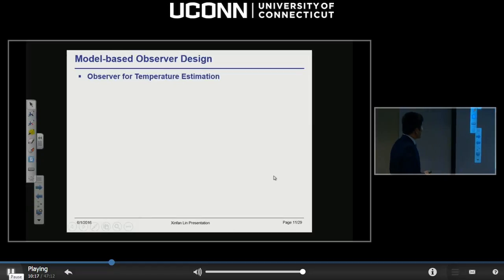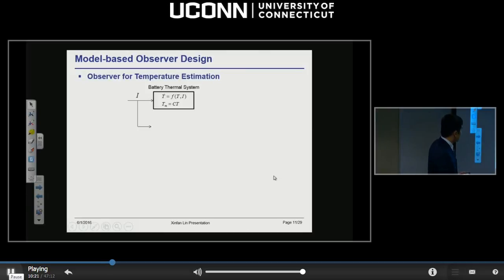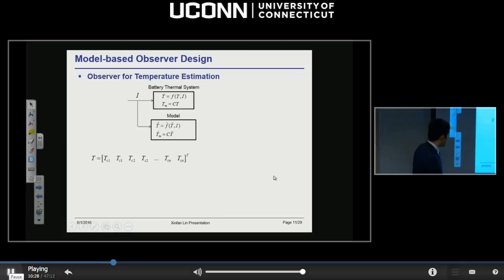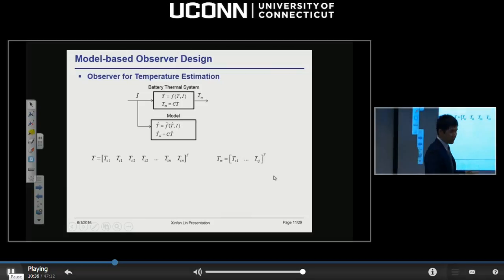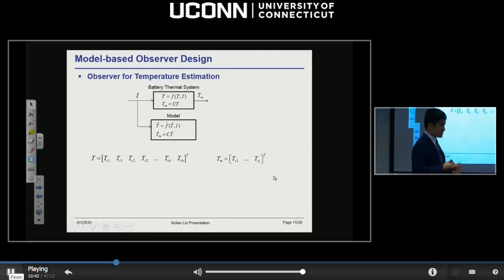And so for battery thermal systems, we can measure the current input. So normally I can feed the current into the model to calculate the temperature states. The temperature states are the surface and core temperature of all the cells in the battery systems. And also we can measure the output TM. TM typically consists of the surface temperatures of the cells with sensors on them, like we only have one sensor for every 10 cells. So these are the cell surface temperatures with sensors on them.